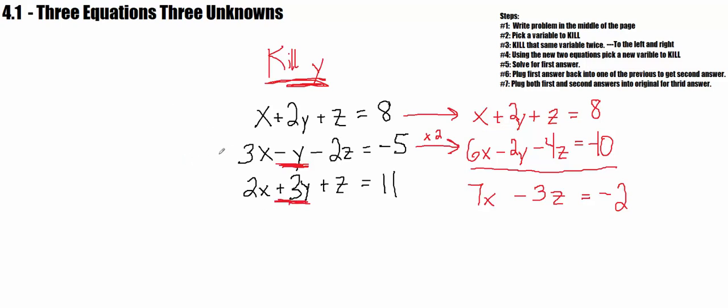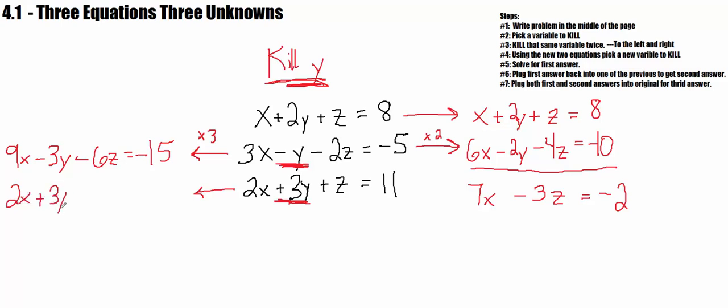So here I'm going to take this equation and times it by, we need to get a -3, so I'm going to times it by 3. When I do that, I get 9x minus 3y minus 6z equals -15. I'm not going to do anything with the bottom equation other than just write it out.